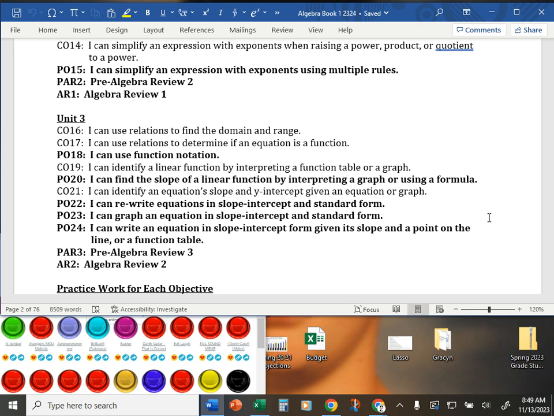And it's all focused on graphing here. We're going to start talking about the vocab terms: domain, range, relations. CO18 is going to be a new one. You have not seen it before, function notation. You've calculated slope before. You learned about that in pre-algebra using a formula. That comes back now.